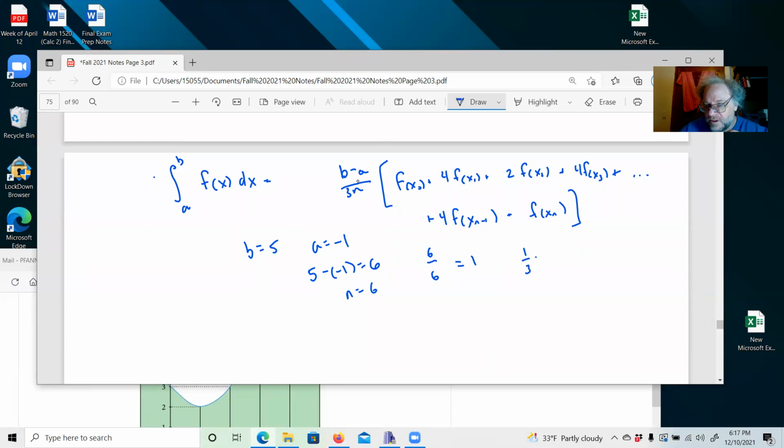Now we have 1/3 times b minus a over n. Sometimes this piece here is just called delta x. But that's okay. So we're just going to have delta x over 3. It's fine. So 1/3 times this piece here, that's equal to a total of 1/3. So in the end, once we've gotten all this stuff done, we're going to divide by 3. Multiply by 1/3, it's the same thing.